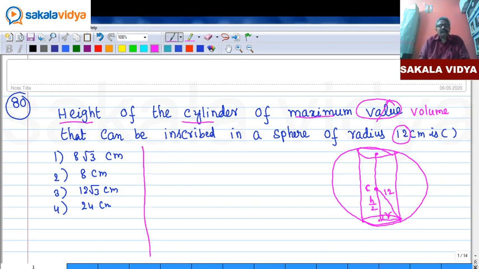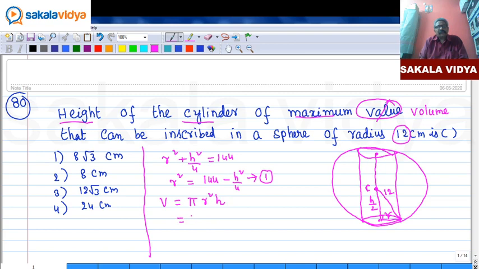First we need to establish the relation between small r and small h. Here r square plus h square by 4 equals 144. As we need to find the h value, let us write r square. r square is equal to 144 minus h square by 4. Say equation 1.